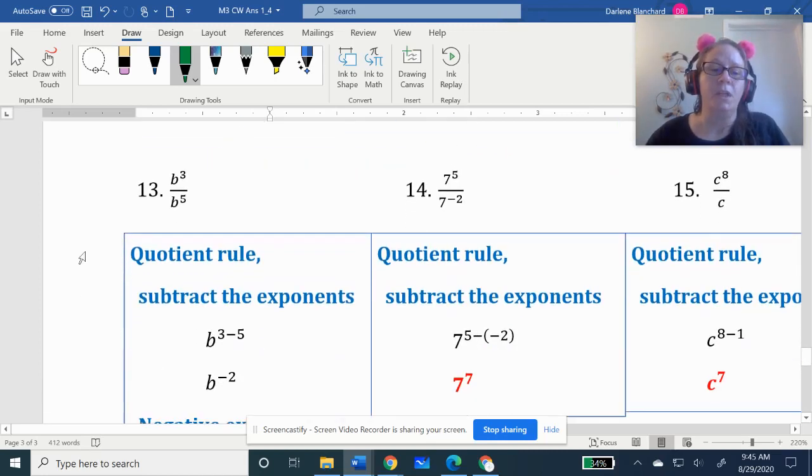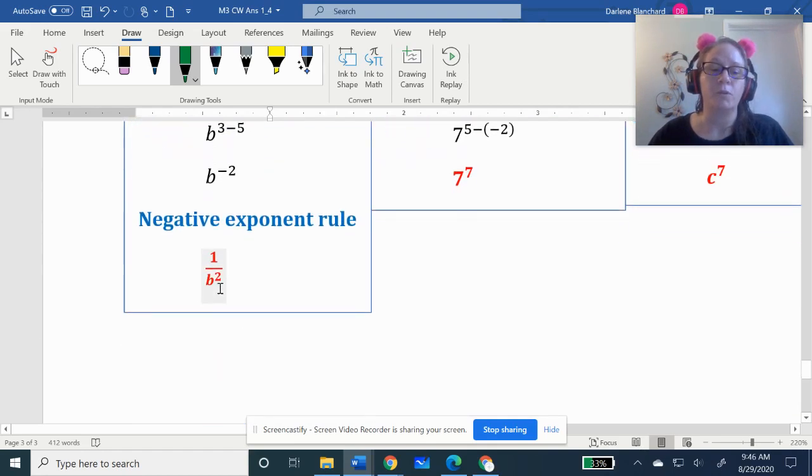For number 13, we are now having two exponential expressions that are dividing. The quotient rule says that you will subtract the exponents in the order of numerator minus denominator. So 3 minus 5 gives me negative 2, but to simplify with a negative exponent, you need to change the side of the fraction. Right now, it's in an understood numerator, so move it to the denominator. The b stays, the 2 stays, but now they're all positive and happy.